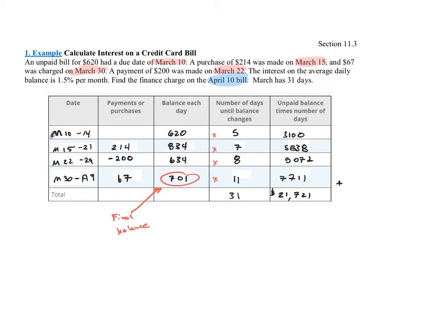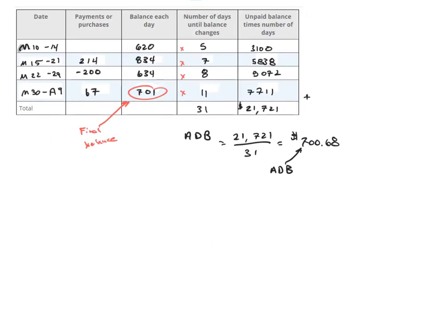Again, this is not how much money I owe. It has nothing to do with that. This number is the sum of all the daily balances. So if I want to find the average daily balance, what I do is I take the sum of every single day, which was $21,721, and I divide it by the number of days, which was 31 days. Doing this and rounding to the nearest cent, I'm getting $700.68. So this right here is my average daily balance. That is not how much money I owe. That is my average daily balance used purely to calculate interest.